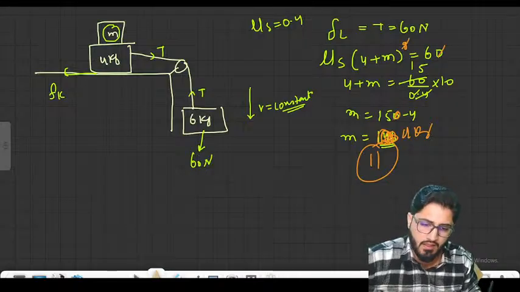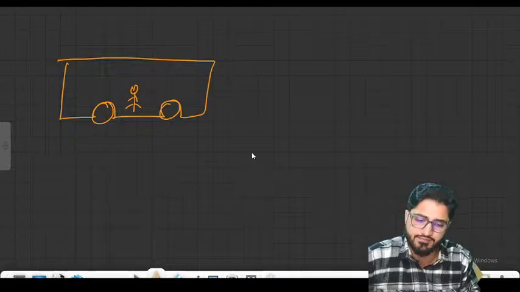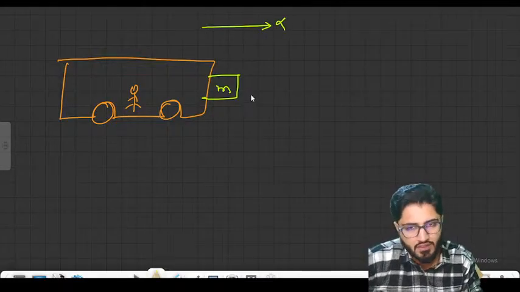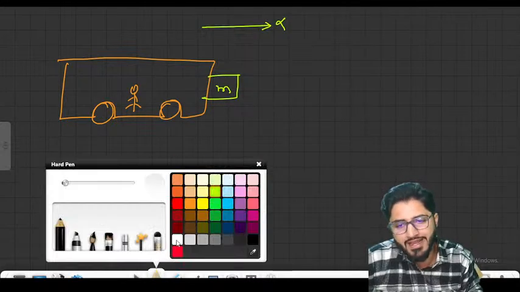Look now. We are having a bus. This is my bus. A person is in the bus, right? And there is a block of mass m. Bus is going with acceleration alpha. What should be the value of this alpha so that the box remains at rest? Find out how many forces are acting on it.